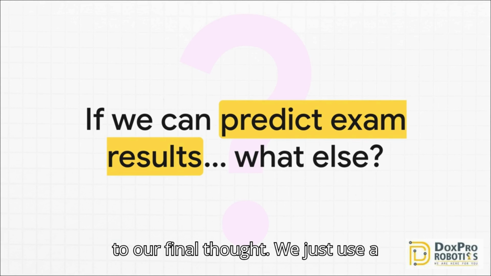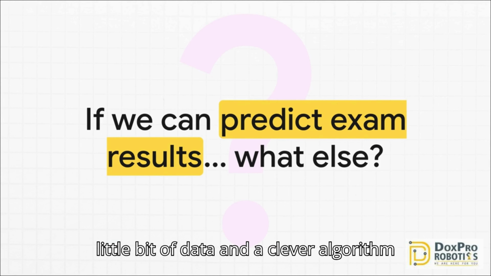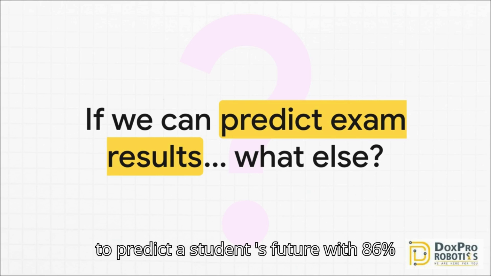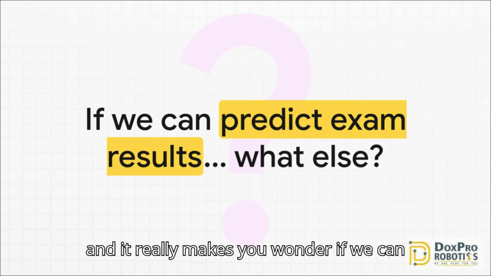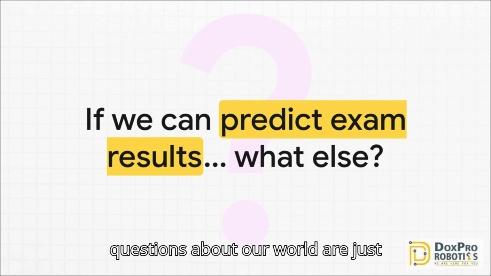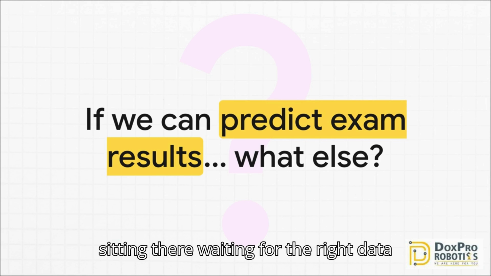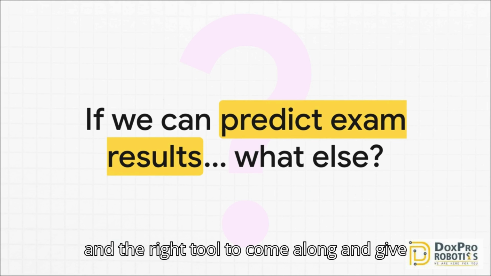And that brings us to our final thought. We just used a little bit of data and a clever algorithm to predict a student's future with 86% accuracy. That's a pretty powerful idea. And it really makes you wonder, if we can predict this, what other yes or no questions about our world are just sitting there, waiting for the right data and the right tool to come along and give us the answer?